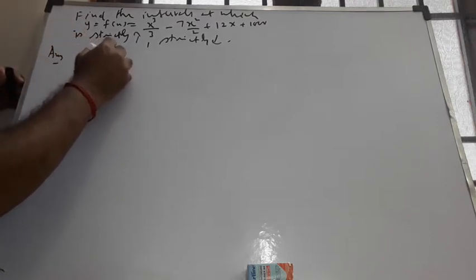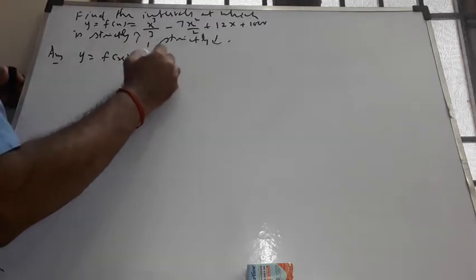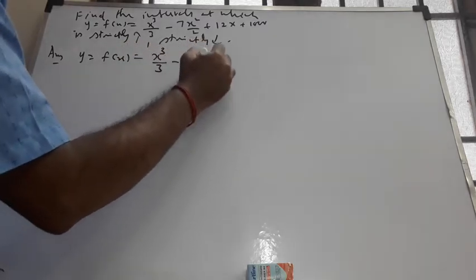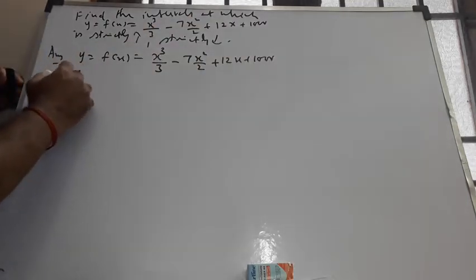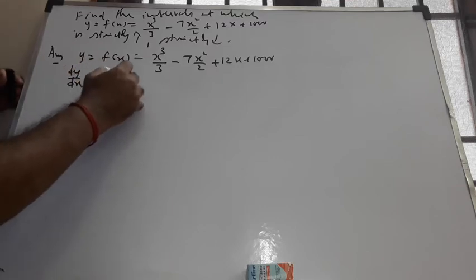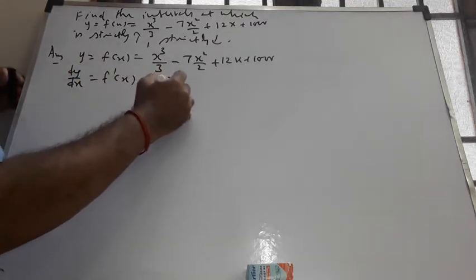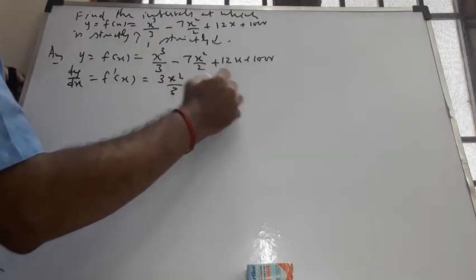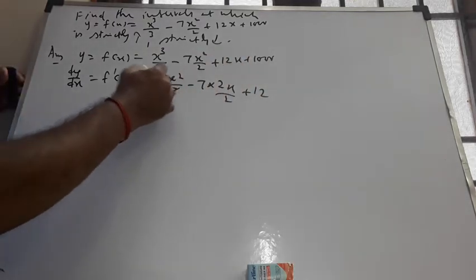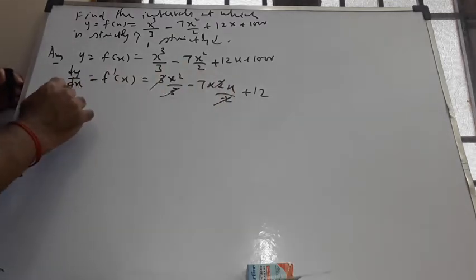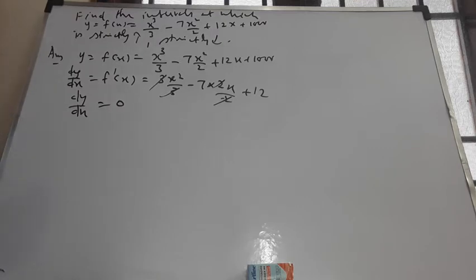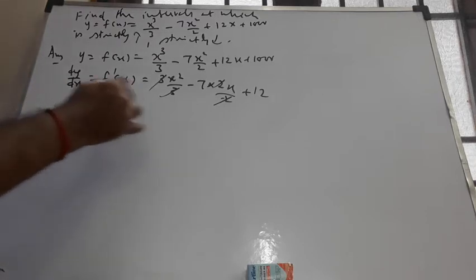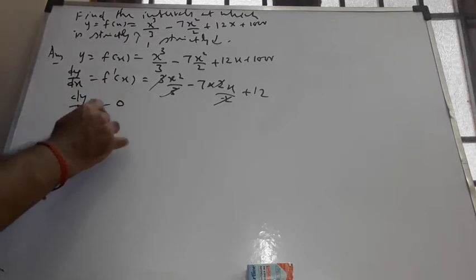Now y is equal to f of x equal to x cube divided by 3 minus 7x square by 2 plus 12x plus 1000. Therefore, my dy by dx is equal to f dash of x now becomes 3x square by 3 minus 7 into 2x by 2 plus 12. Now what I will do here is try to find out the zeros of dy by dx, or roots of dy by dx equal to 0. Let me simplify this.